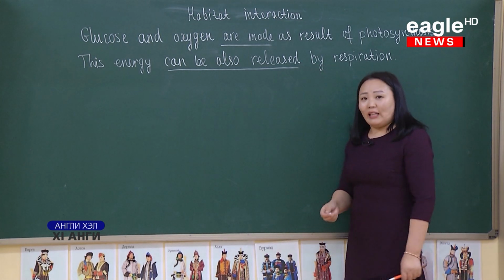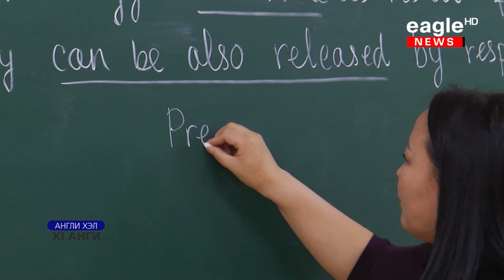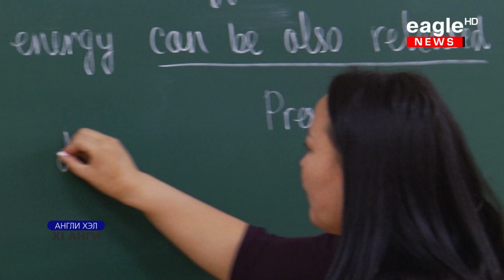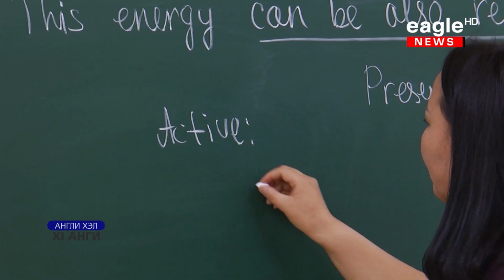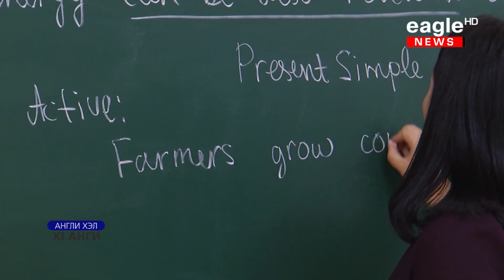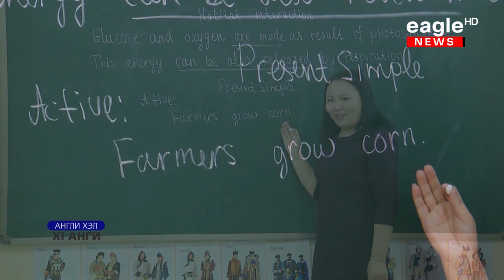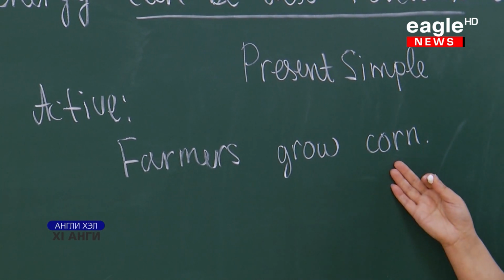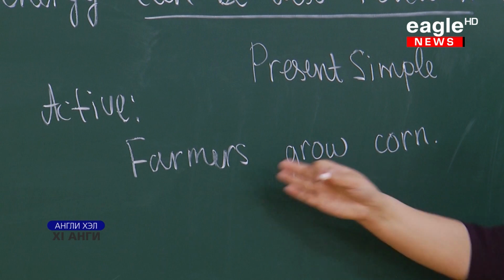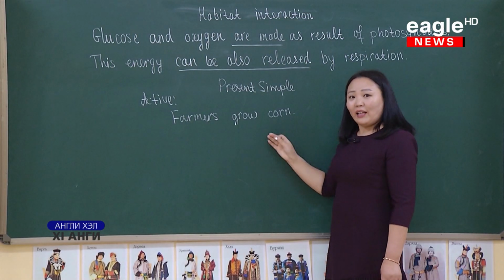Now I will write an example of present simple in active voice. Present simple. Active. Farmers grow corn. This is an example. Farmers is a subject of active sentence. Grow is a verb. Corn equals object. Farmers is doing the action. So farmers is an active subject. So this sentence is written in active voice.